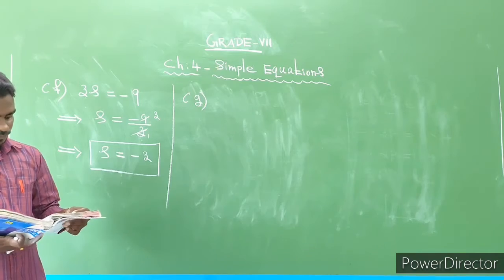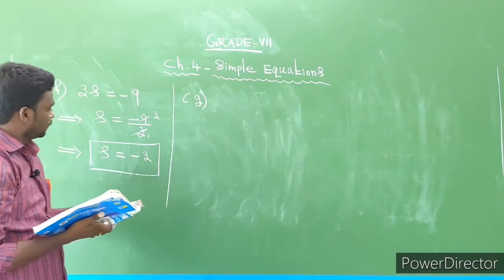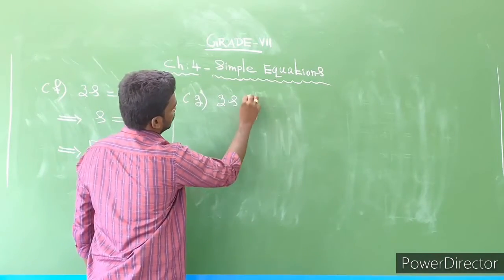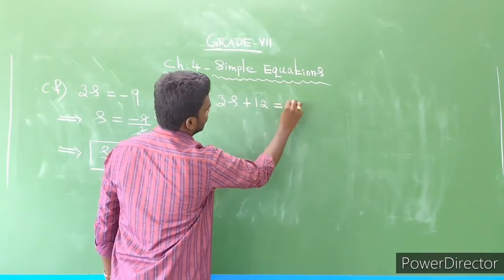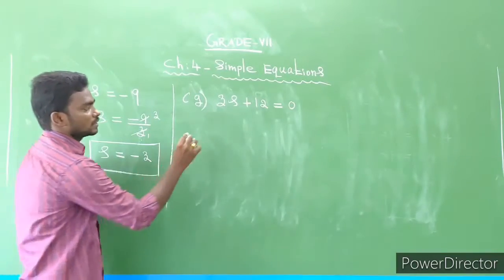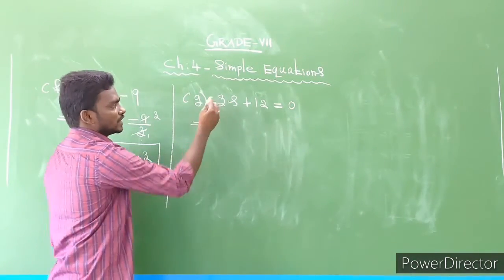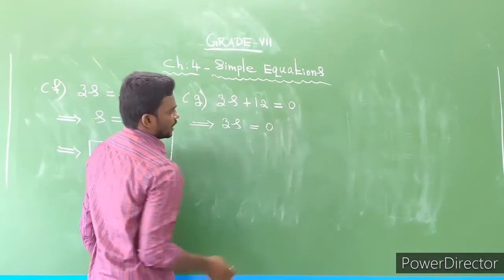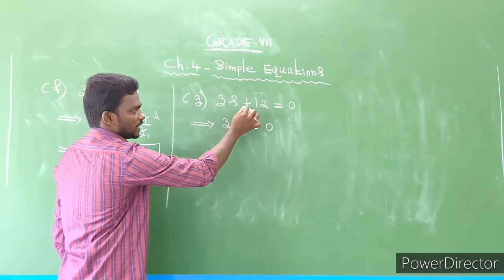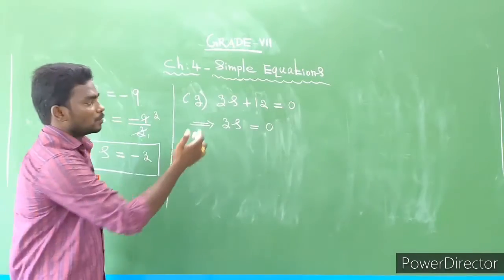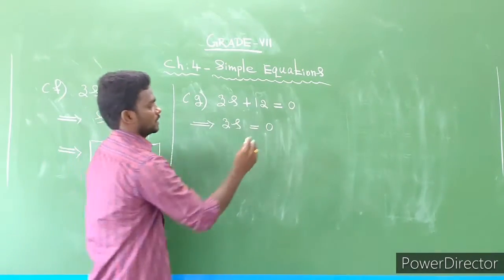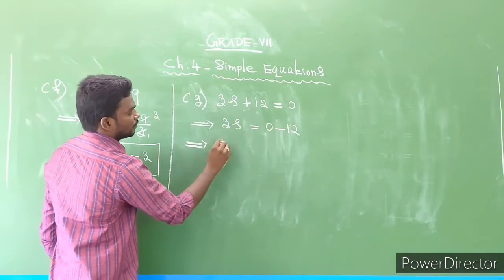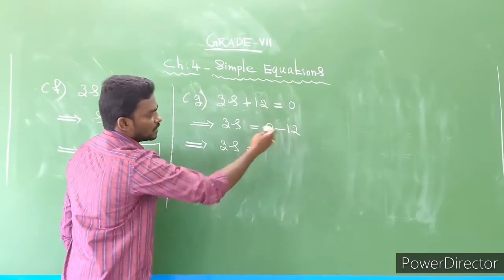What is our G question? 3s plus 12 is equal to 0. How to solve this? We keep the value 3s on the left side, which is equal to the value 0 on the right side. So this plus 12 transposes to minus 12. Plus 12 transposing to minus 12 implies that 3s is equal to 0 minus 12.